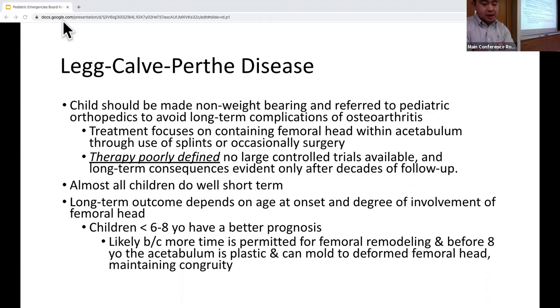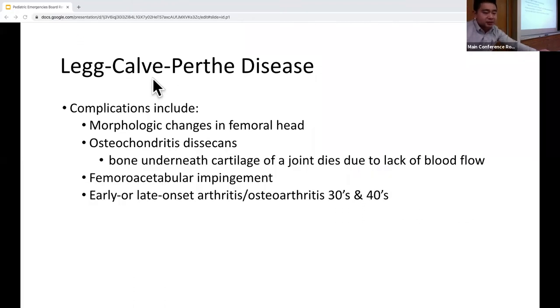And so as soon as the appropriate treatment and physical therapy is instituted, then kids end up doing better. These are some complications that you should be aware of.